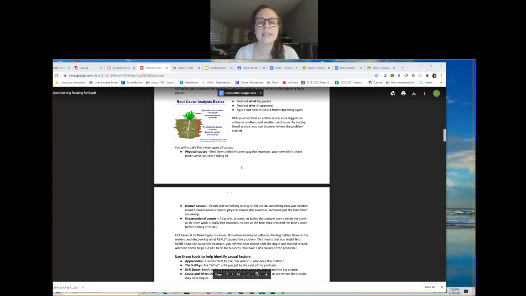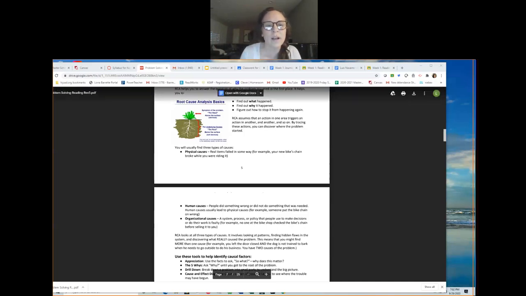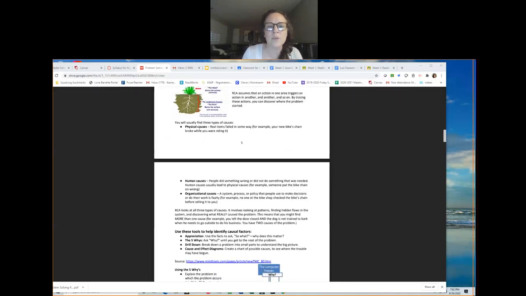So they list 3 possible areas. So there's this little picture here, right? The plant above the ground is the problem, and the roots underneath the ground are the possible causes, right? Over here is one, and over here is another one, and you don't know which one, okay? So that's why they call it root cause analysis, because it's something that happened before the problem. All right, so these are the 3 areas. You could have physical causes that caused the problem.